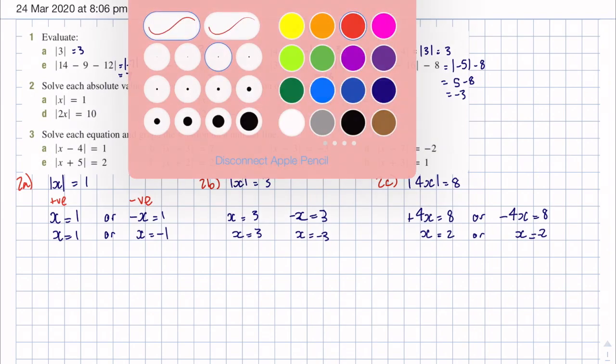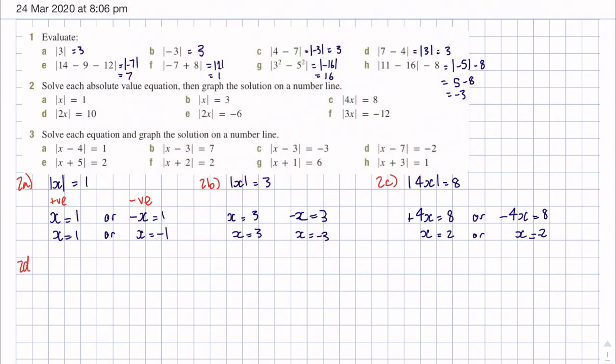2d, we're going to do the same way. So they're saying the absolute value of 2x equals 10. So either +2x equals 10 or -2x equals 10, which means x equals 5 or x equals -5.